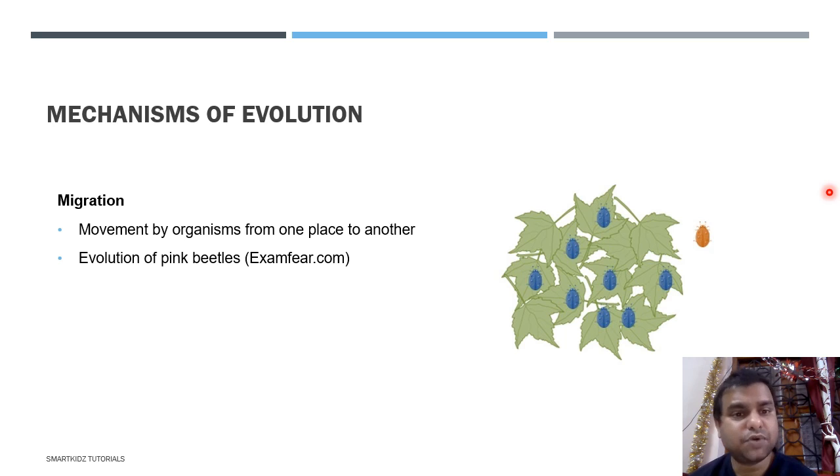And this is brought about by migration, the movement of organisms from one place to another. In the case of beetles, it was noticed that beetles coming from one location and moving to another location gave rise to the evolution of pink beetles.